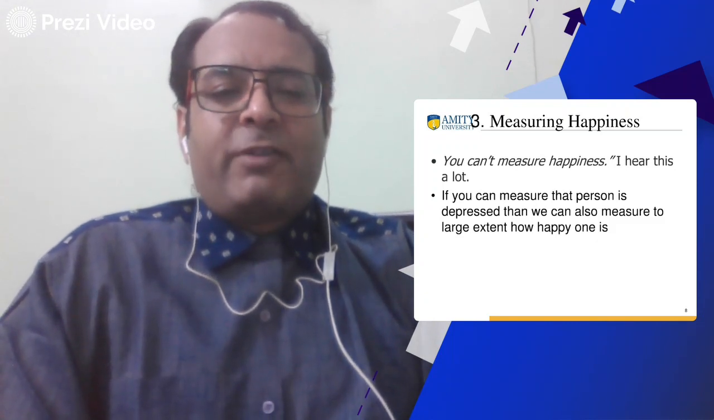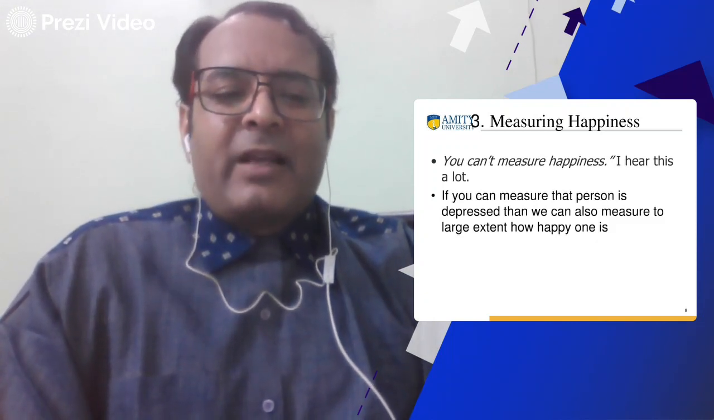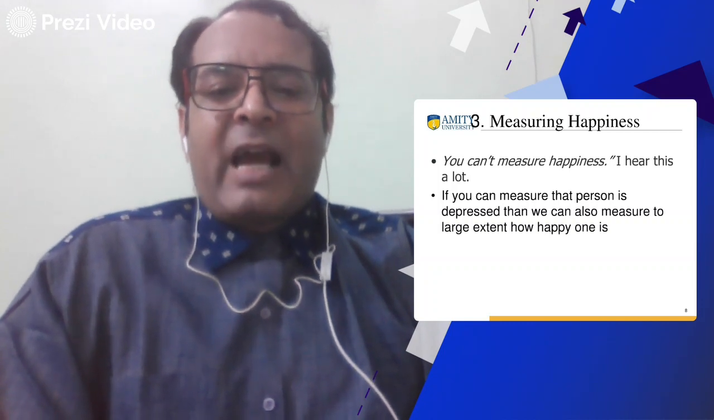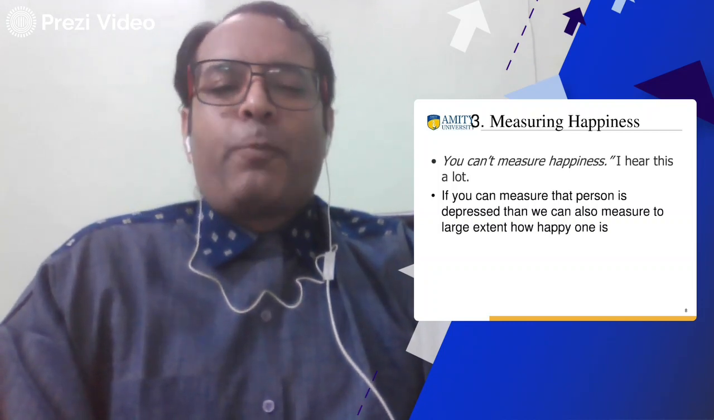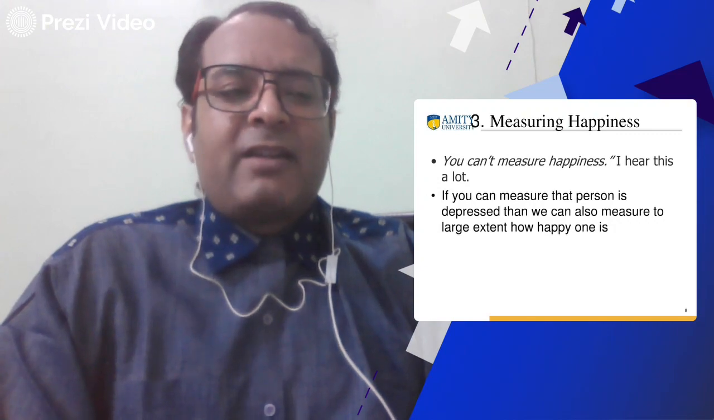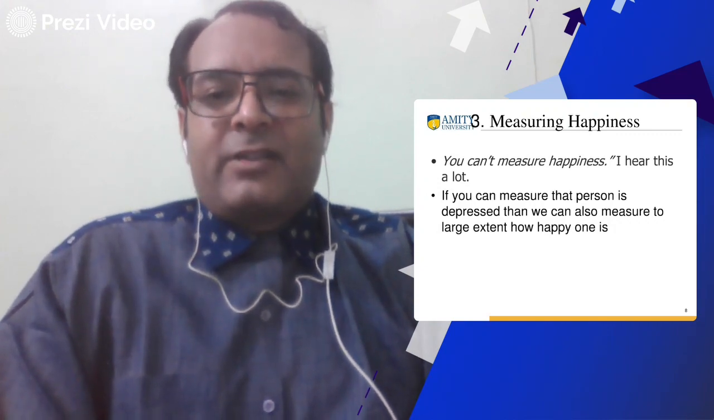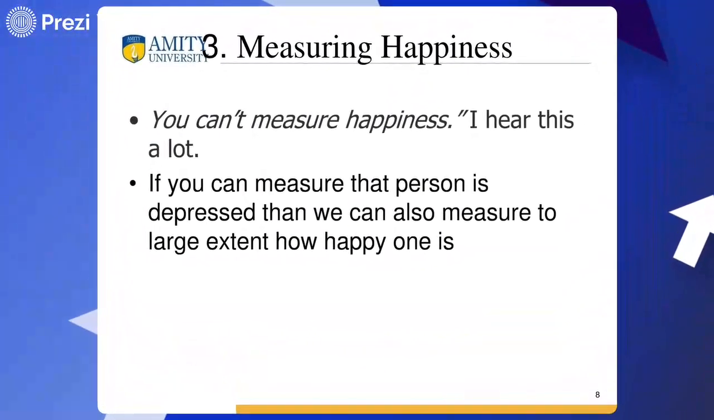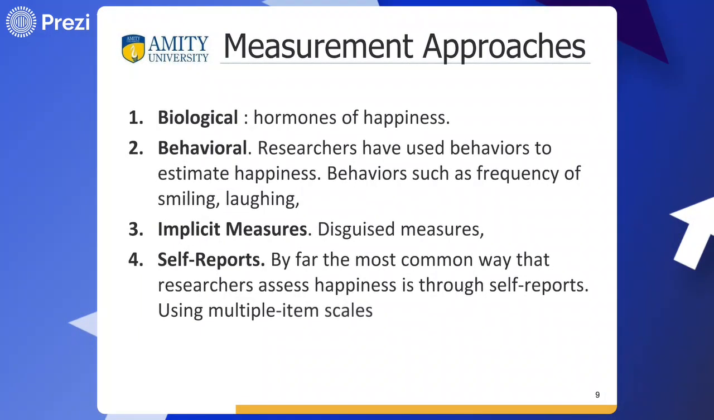But when we think in terms of happiness, people say happiness we cannot measure. It is just an opinion, just a thought process. But no, there are various methods to even measure that. We will discuss in the class various methods. Broadly, they will be discussed in the categories of four levels: biological, behavioral, implicit measures, and self-reports.